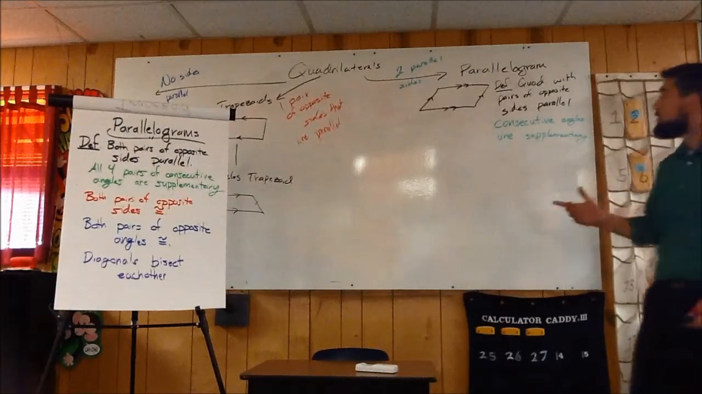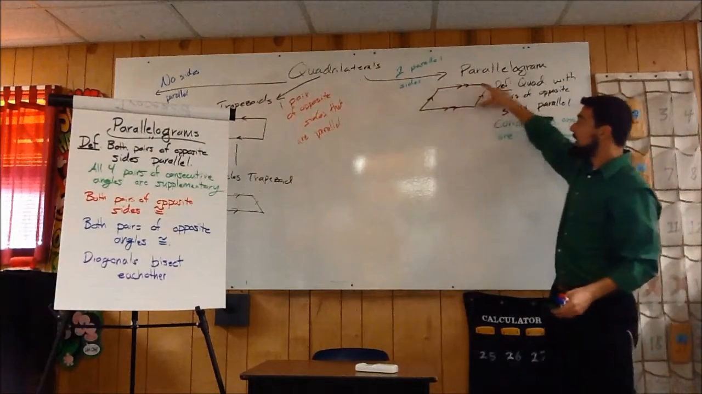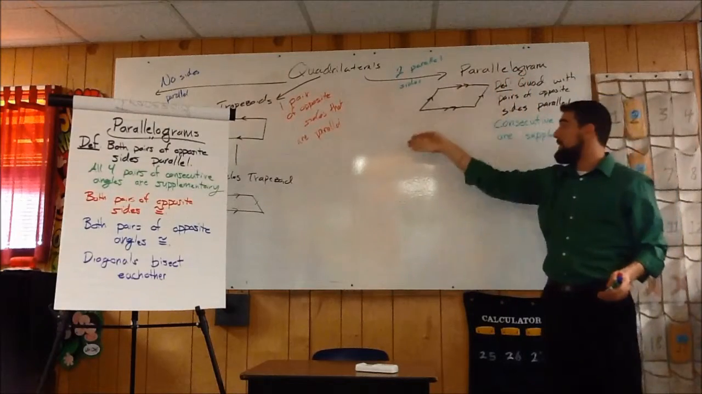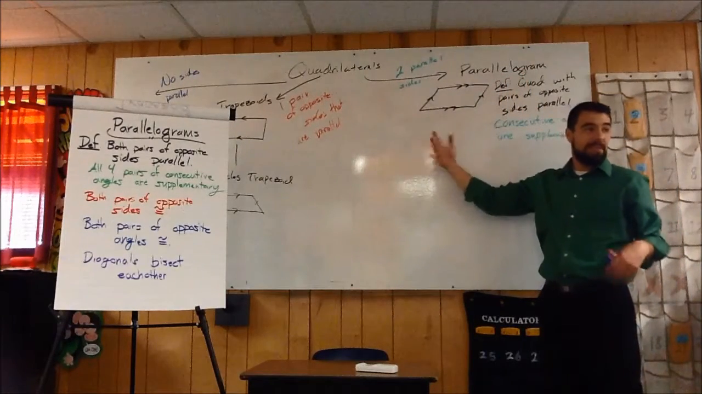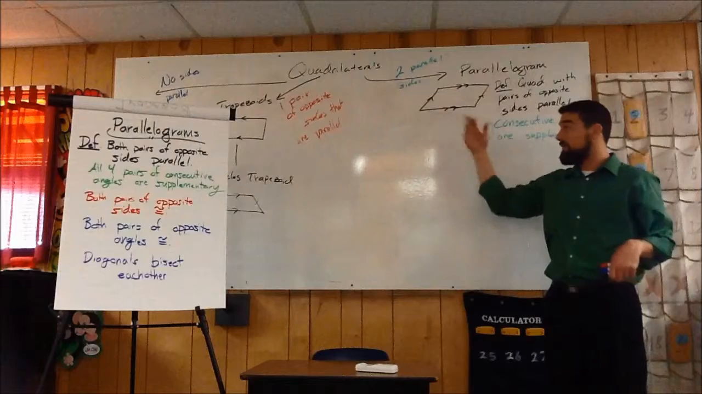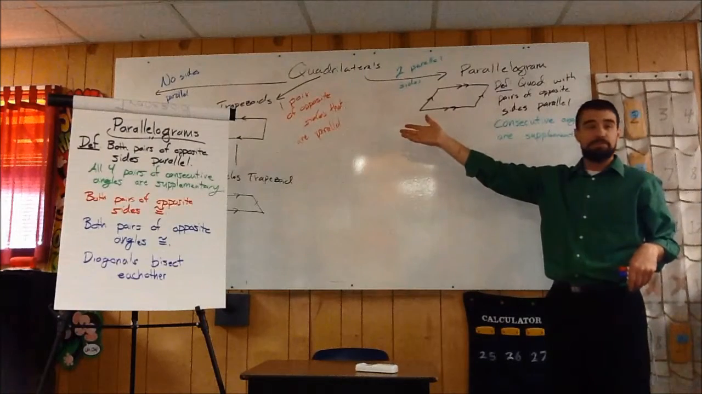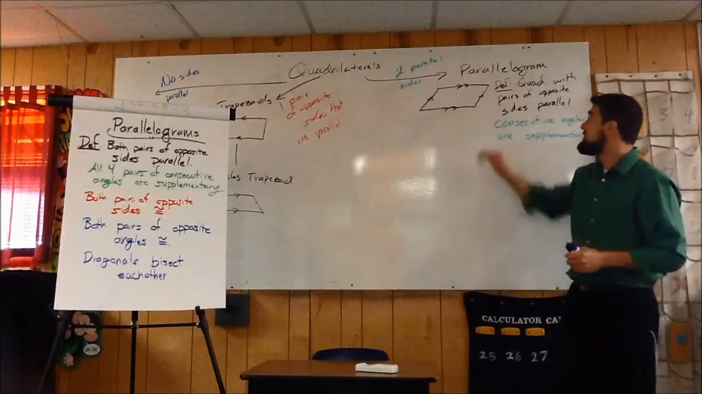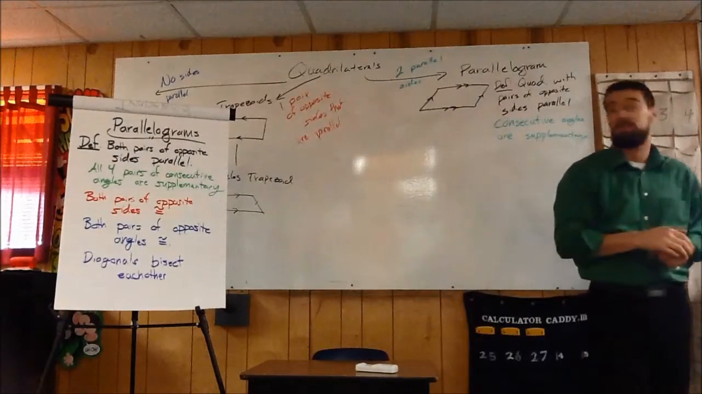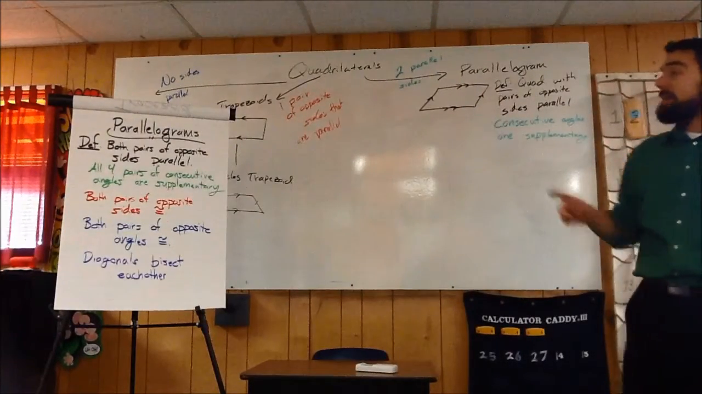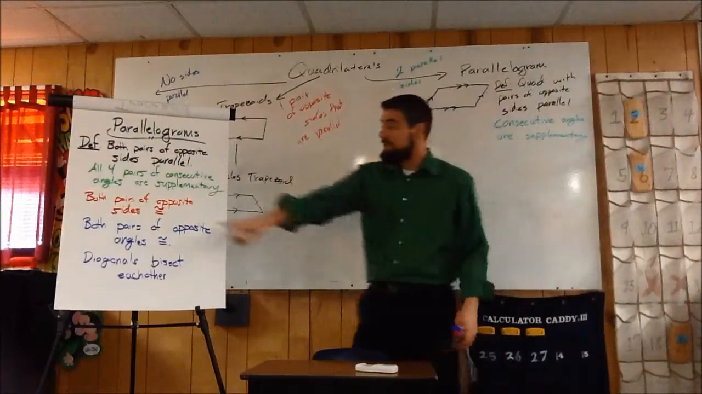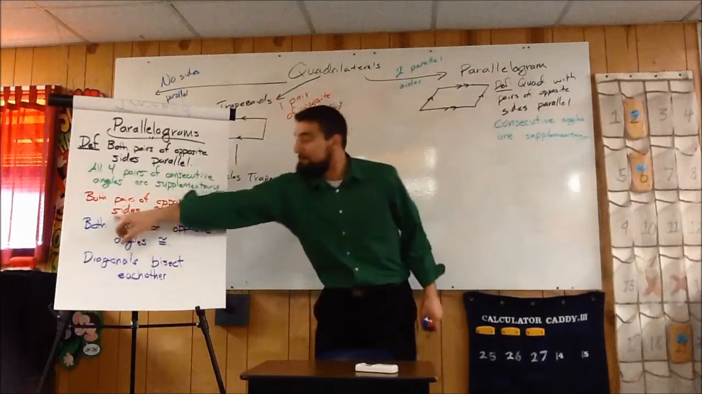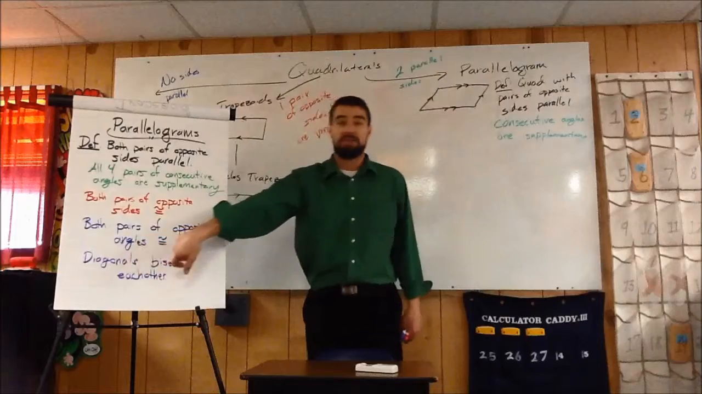And it's an easy proof because if you have parallel lines being cut by a transversal, same side interior angles are supplementary, just like we did with the trapezoid. But now we can say all of the consecutive angles are supplementary because both pairs of opposite sides are parallel. The next fact is that both pairs of opposite sides are congruent and both pairs of opposite angles are congruent.